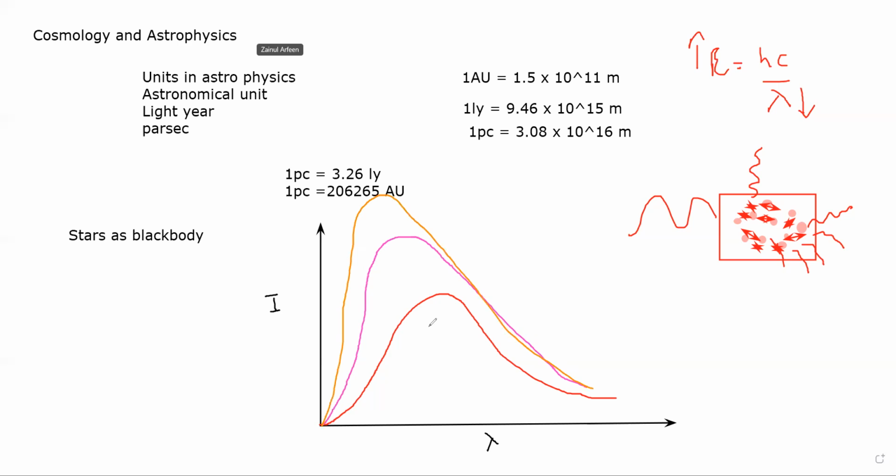So this one is at low temperature, this one is at moderate temperature, and this one is at high temperature. These are the black body graphs. Is it clear? The black body graphs first.